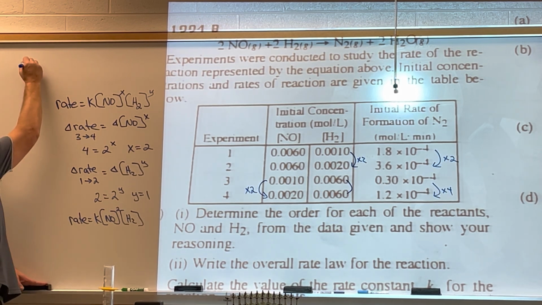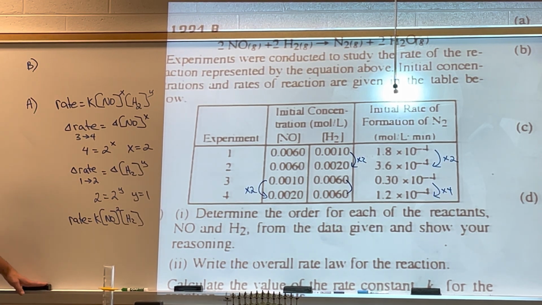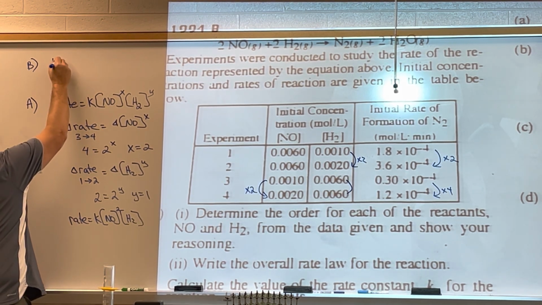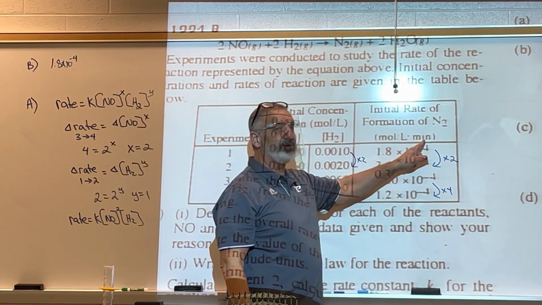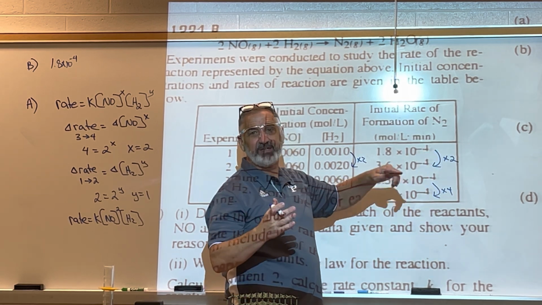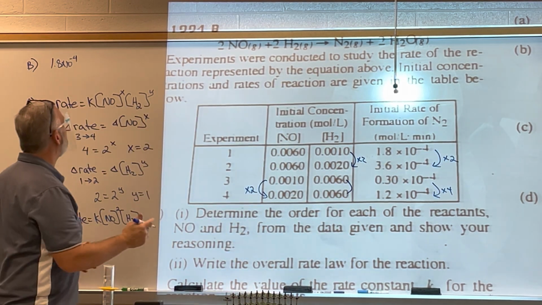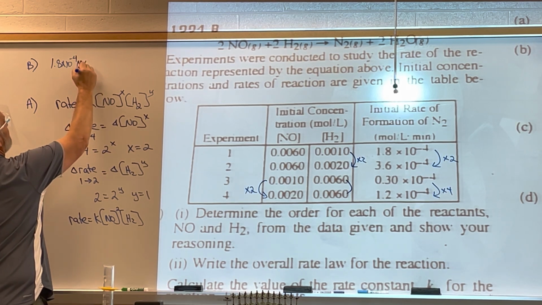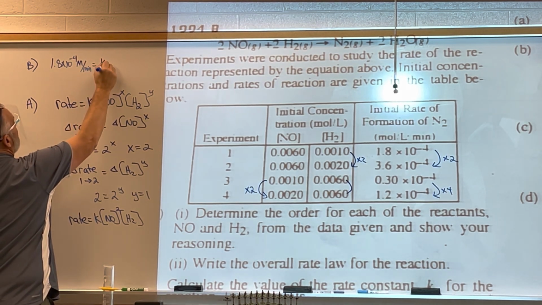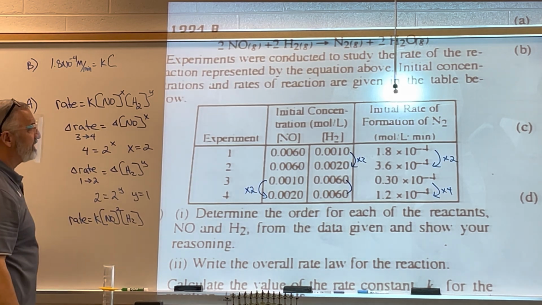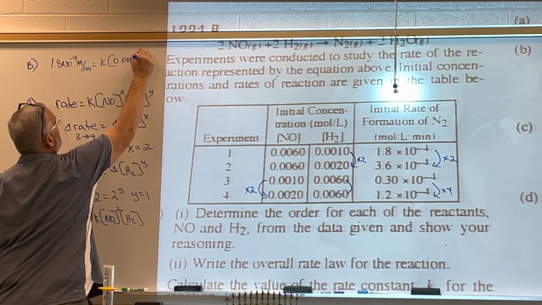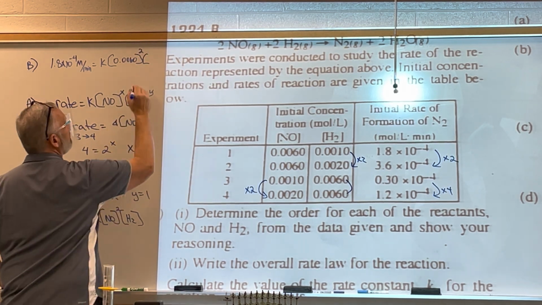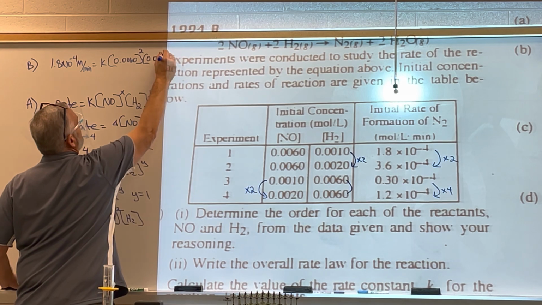All right, I'm going to do it up here just so it's easier to see. So which experiment did you pick? 1. So the rate, 1.8 times 10 to the minus 4th. And I always check what my time is on that one, because time is the unit that you don't just assume is seconds or minutes, you just have to look. So it's molarity per minute is equal to K times my NO concentration, 0.0060 squared, times 0.0010 to the first.